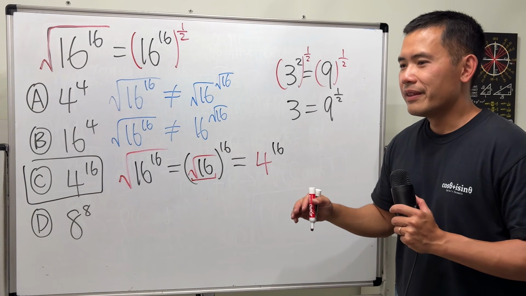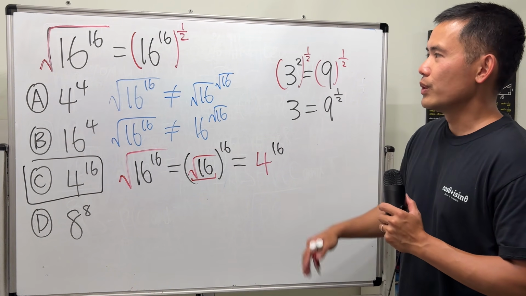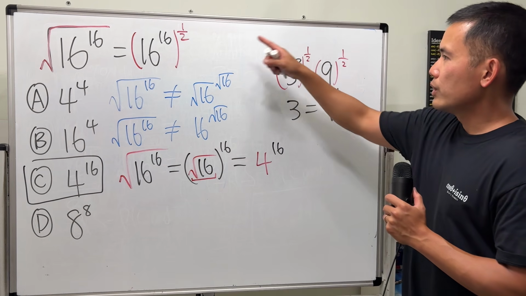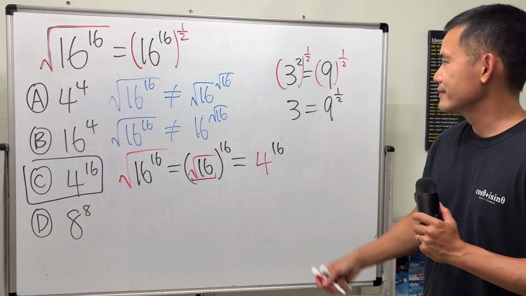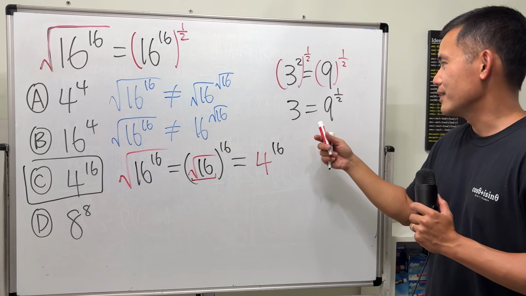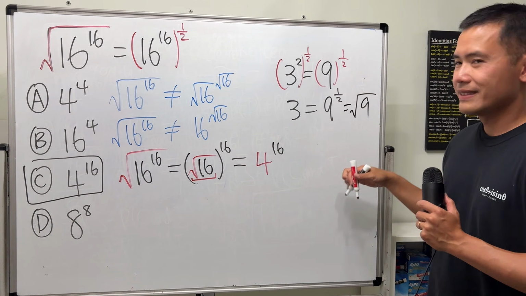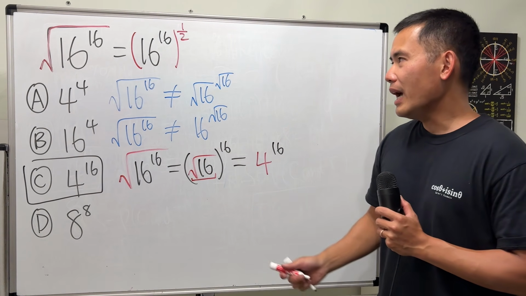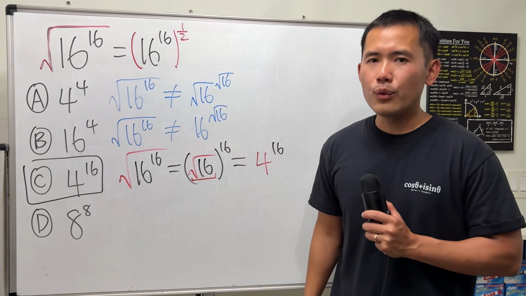But of course, there are other details that you can talk about once you get to a higher level math class, but we're not going to talk about that. Square root and 1/2 power are pretty much the same for now. So yeah, this right here, hopefully it's pretty clear. This is the same as the square root of 9. So now, we have 16 to the 16th power and then to the 1/2 power.